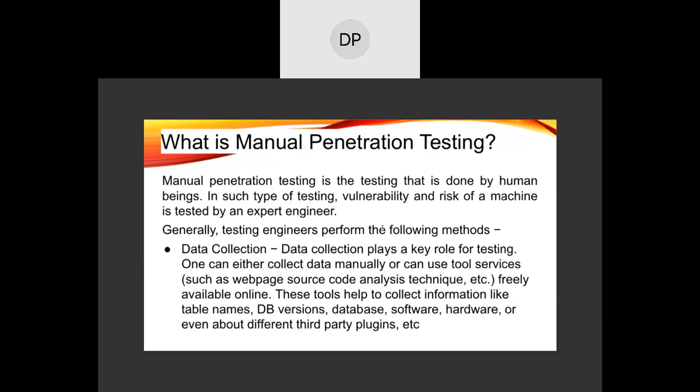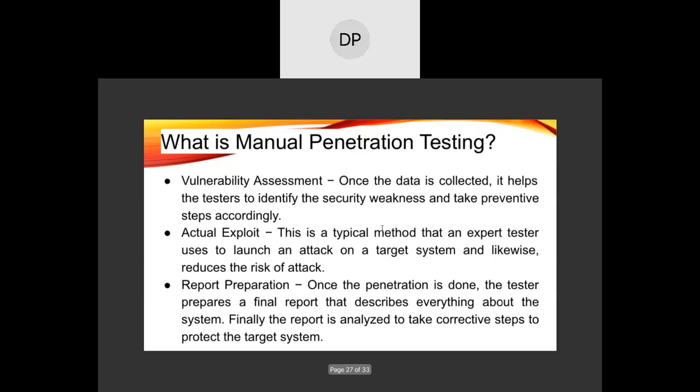Okay, so another question may come: what is manual penetration testing? Manual penetration testing is the testing that is done by a human being. In such testing, the vulnerabilities and risks of a machine are tested by an expert engineer. Generally, testing engineers perform the following methods. What do they do? They first do data collection, then vulnerability assessment, then they work on the actual exploit, and then they report.